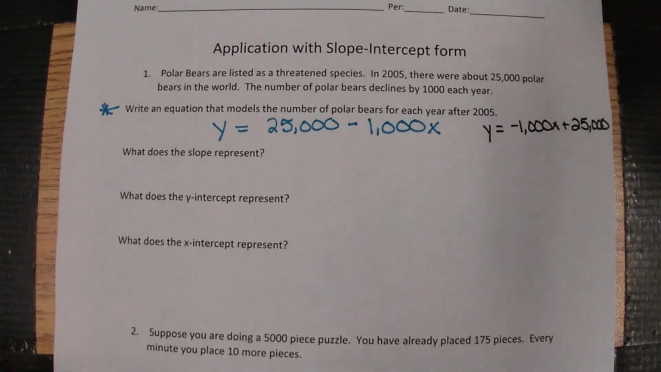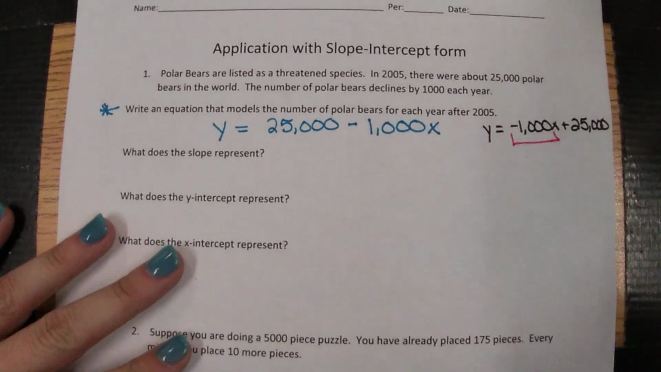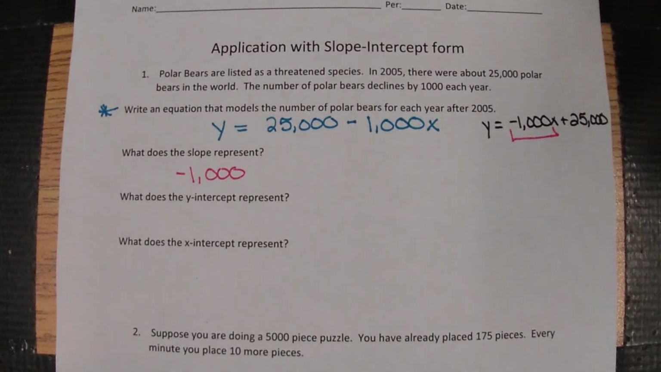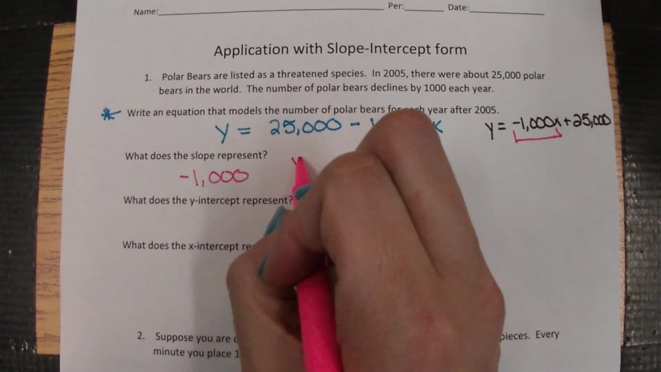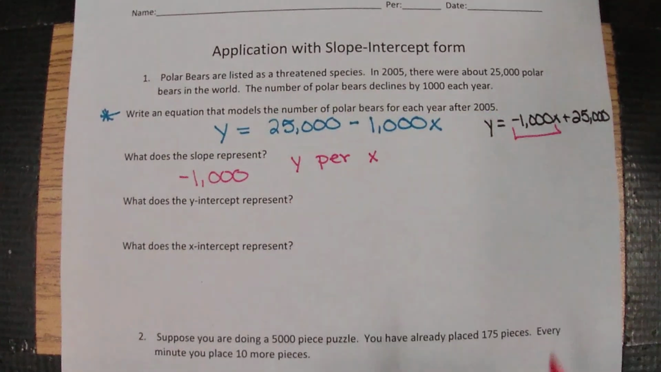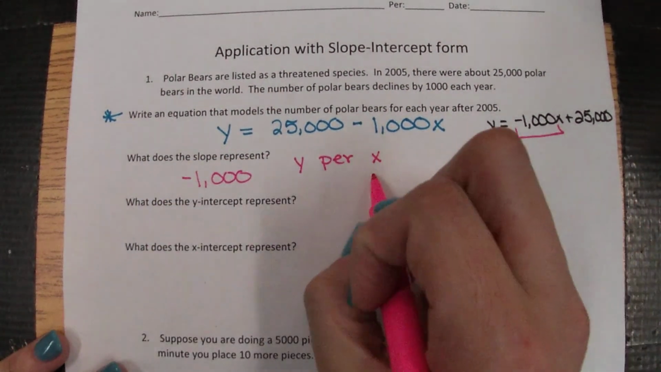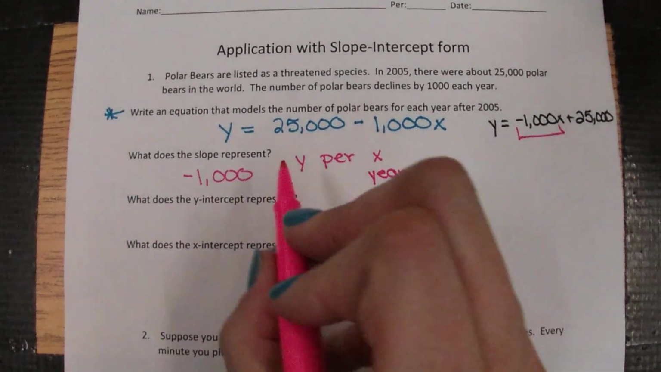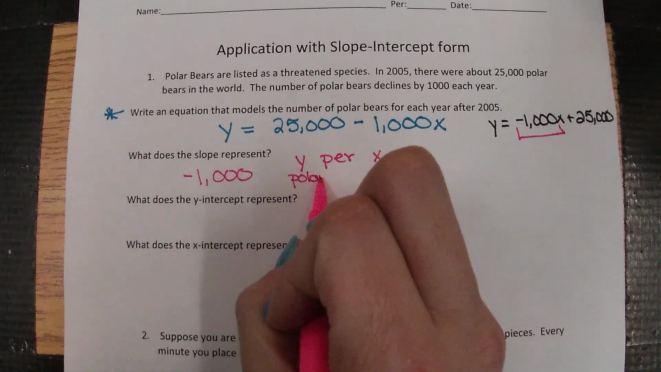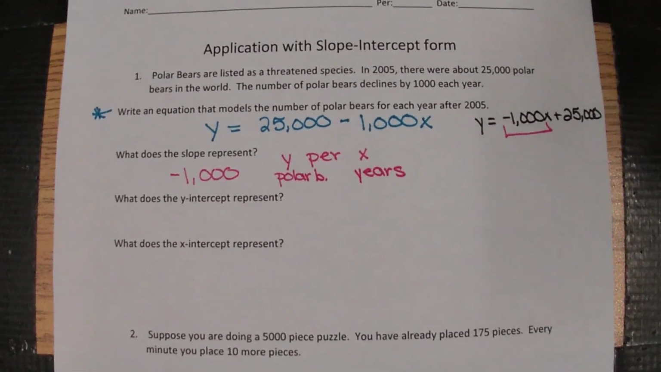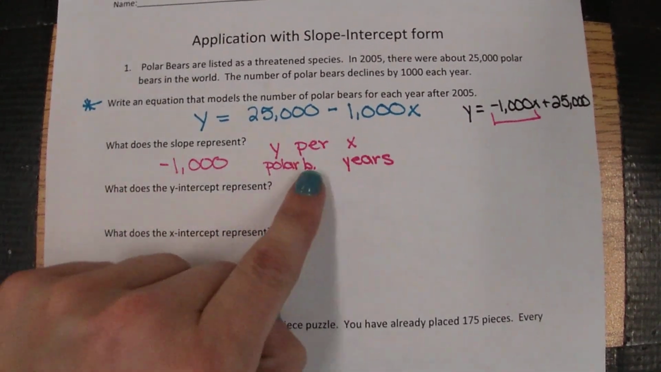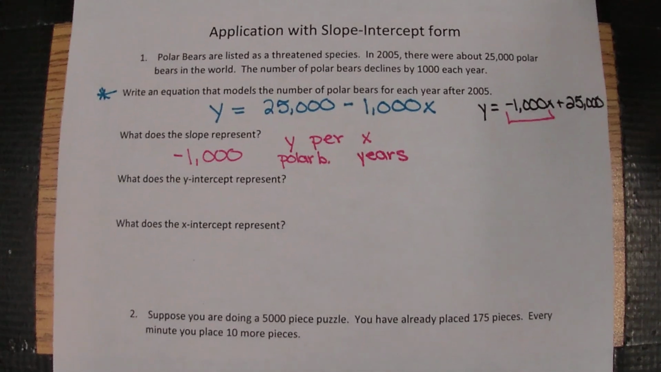Okay, so when it says what does the slope represent, slope is always what's in front of our x. So the slope is negative 1,000, but what does that represent? And remember, slope is always a y per an x, y over x. So we would think about what our labels are. We already know that years is our x. And what are we calculating? We're calculating the number of polar bears. I'm going to abbreviate that with a B. So it's our polar bears per year. So we are losing 1,000 polar bears per year. That's what our slope represents.